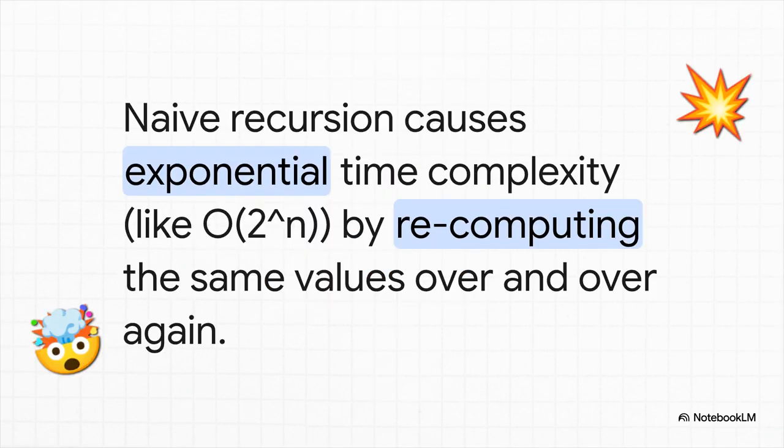So why does that even happen? Well, the main culprit here is just massive, repetitive work. Think about a simple recursive call for, say, the Fibonacci sequence. The number of calculations just blows up exponentially. That's that scary O of 2 to the n you hear about. And why? Because it's calculating the exact same values over and over and over again. It's this explosion of wasted effort that grinds our programs to a halt.